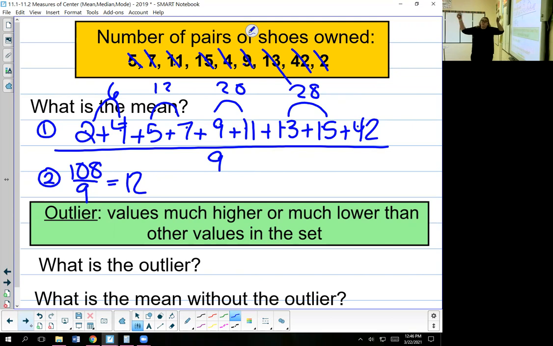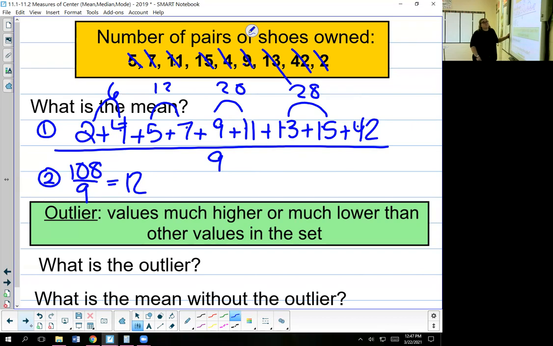There might be one, there might not be one. Basically, it's a value that is either really, really high or really, really low compared to every other number in there. Some kids are like, well, how far away does it have to be? It's going to be very obvious if there's an outlier. So if you put them in order from least to greatest, either your lowest number or your highest number is an outlier, or it might not be either.